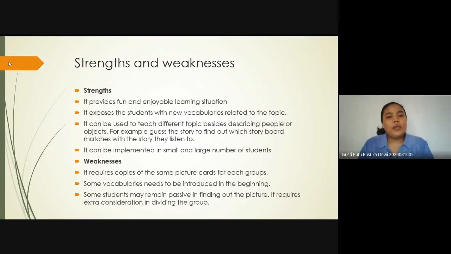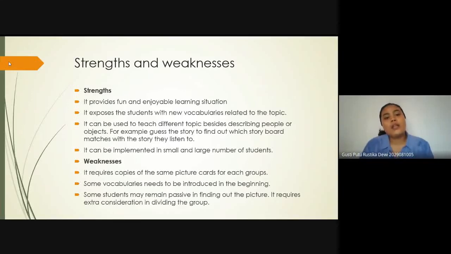Next is the weaknesses. So actually, listen and guess, it requires copies of the same pictures card for each group. So the more groups you make, the more copies of picture you need. Next is that some vocabularies needs to be introduced in the beginning. Yes, true, because they are listening, so they have to get the concept of some new vocabulary, like for example, wrinkle, in order to be able to identify the pictures and the recording they listen to.